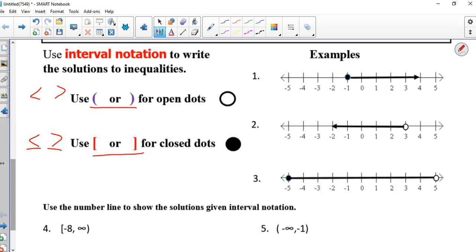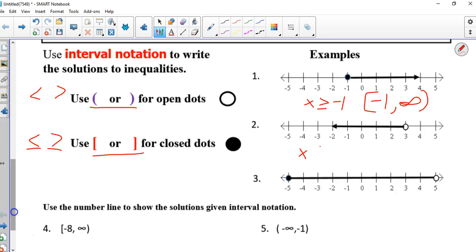So, in this case, x is greater than or equal to negative 1. It's starting at negative 1, going to the right, which is greater than, and it's greater than or equal because it's a solid dot. Now, interval notation says it's going to start at negative 1, including the number negative 1, solid dot, and going to the right towards positive infinity. That's interval notation. From one number to another, even including infinity.